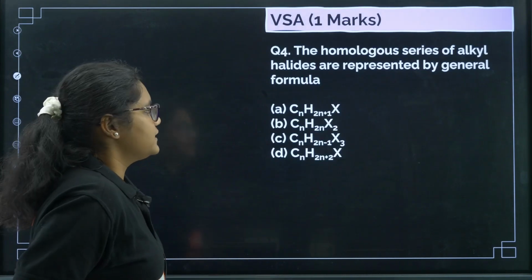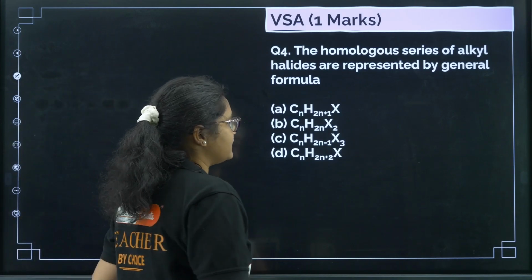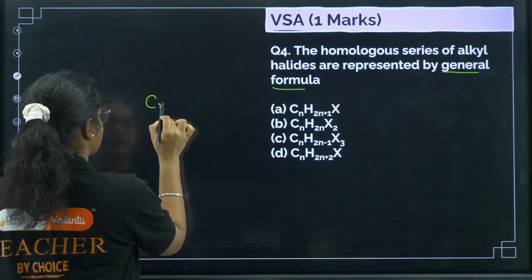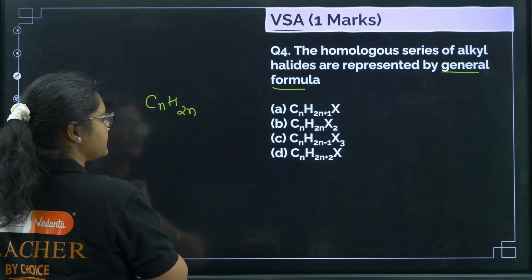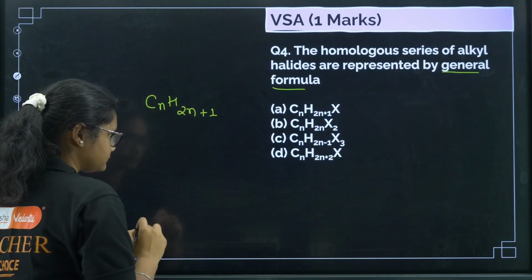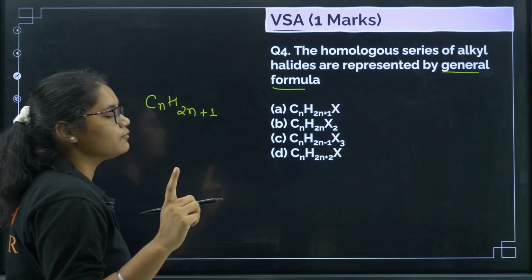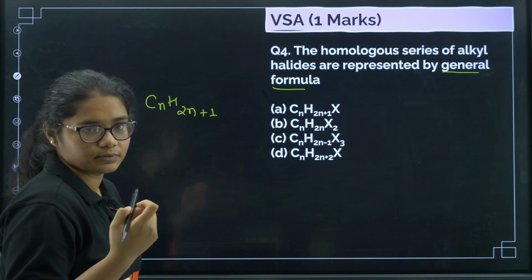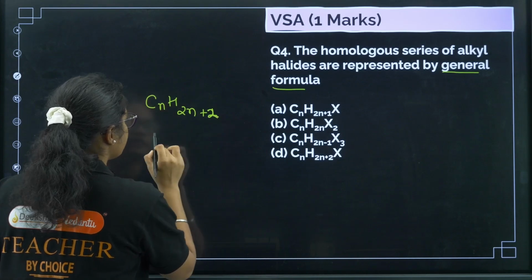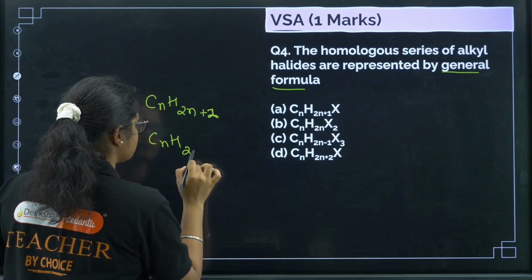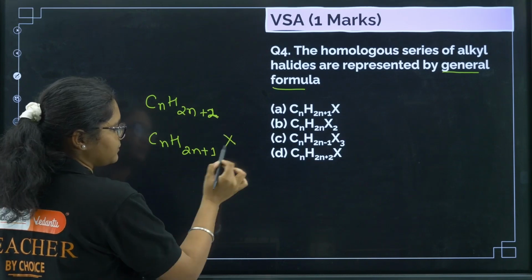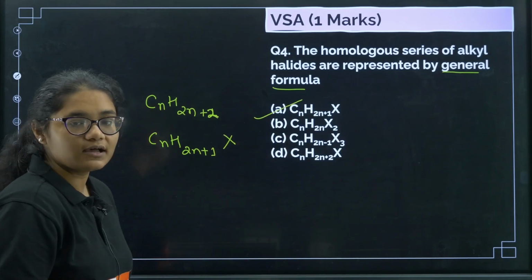Okay. Next, the homologous series of alkyl halides is represented by which general formula? This is a very simple question. Alkanes are represented by the formula CnH2n+2. Now, only 1 hydrogen is replaced with the X group, so 1 hydrogen is taken out, minus 1, and that hydrogen is replaced with X, so it becomes CnH2n+1X. So option number A is the correct answer.